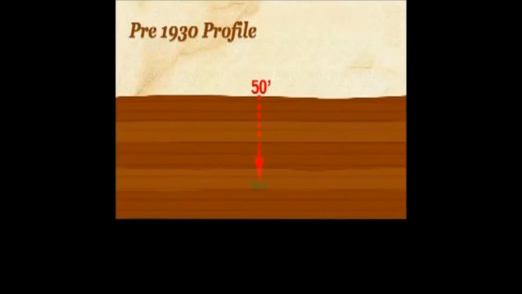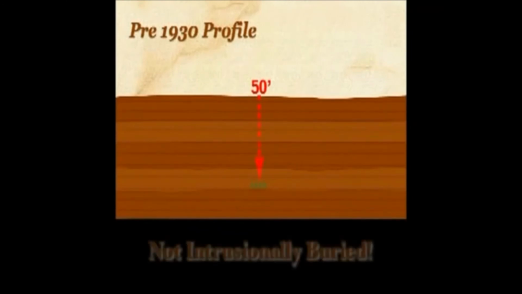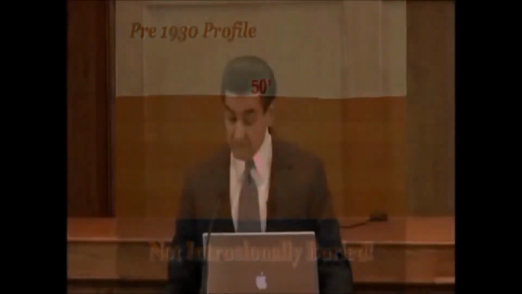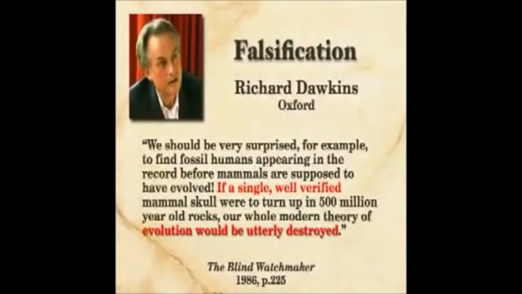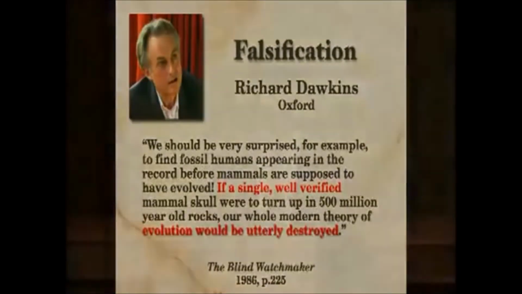There is zero evidence for the intrusional burial of these skeletons. In fact, just overwhelming evidence against it. If they're before 1930, this is the way it looked. And remember then what Dawkins says, if you can well verify it, his conclusion is evolution would be utterly destroyed. I think that's exactly what's happened. But anytime you find bones, they're going to be intrusionally buried.